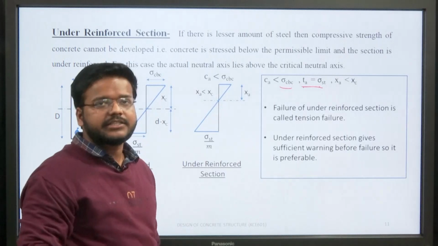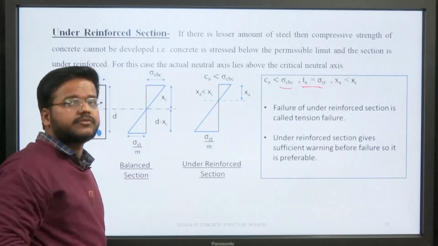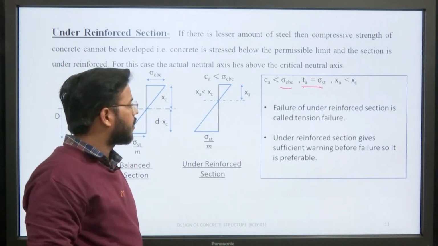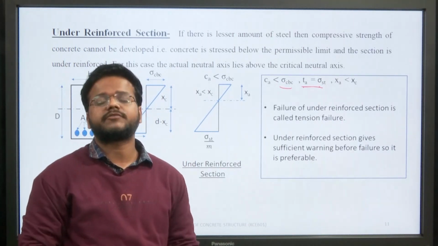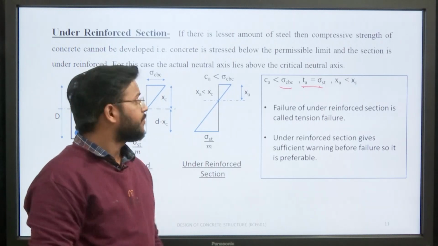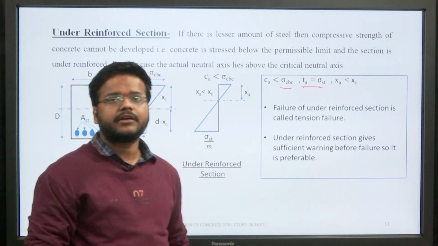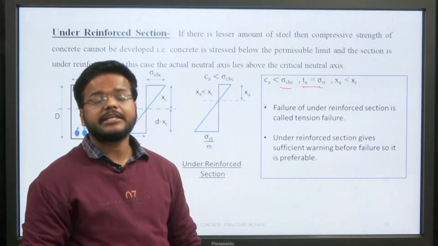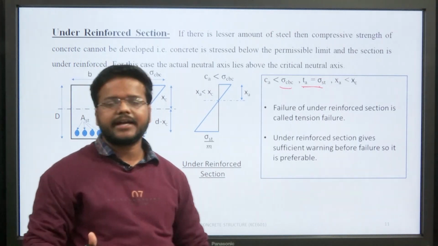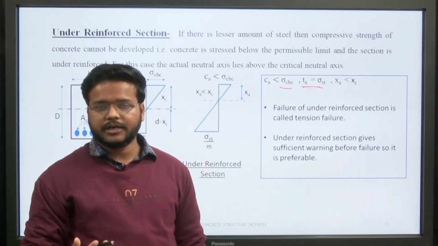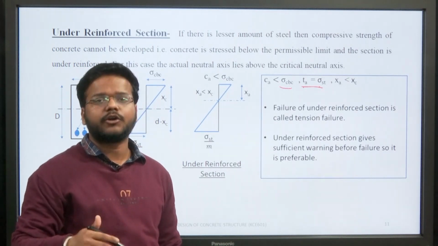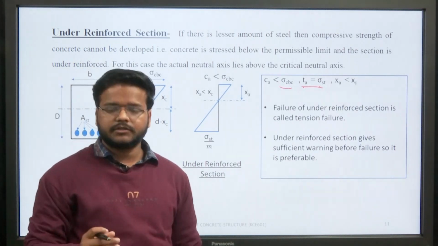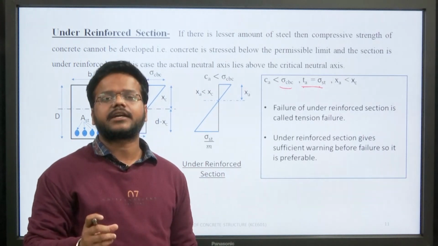It is basically less than sigma CBC. That type of section is basically termed as under reinforced section. Generally, the benefit of this type of section design is that the maximum permissible limit is reached in steel first, that means the steel is at its maximum permissible stress limit, so it will fail if we apply load further.